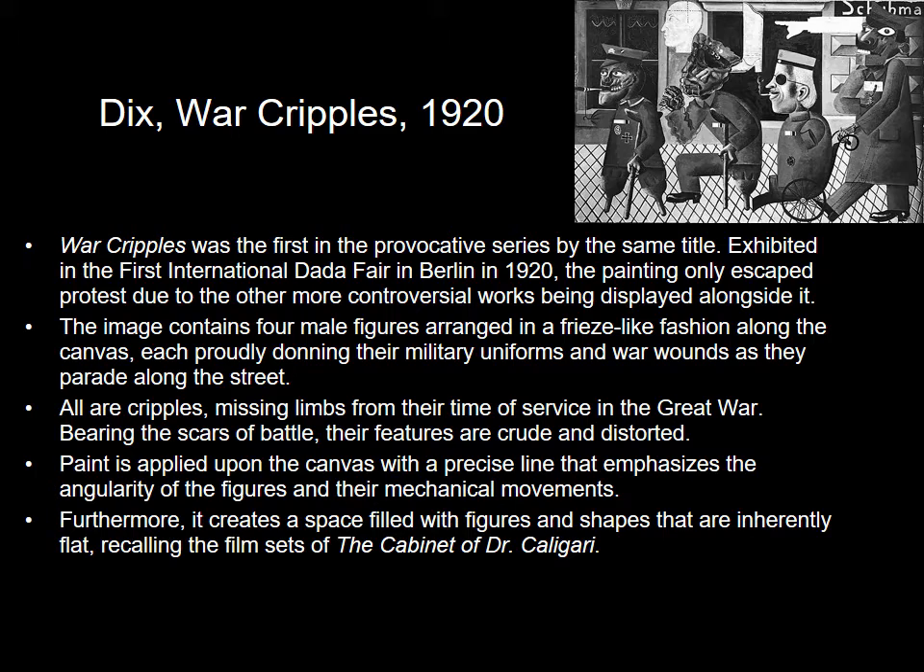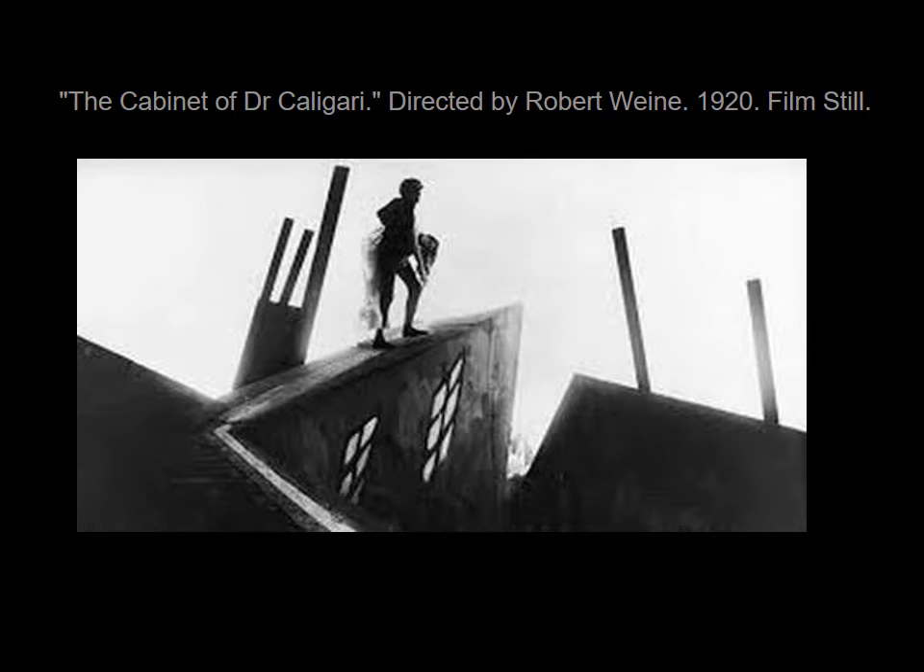All are cripples, missing limbs from their time of service in the Great War. Bearing the scars of battle, their features are crude and distorted. Paint is applied upon the canvas with a precise line that emphasizes the angularity of the figures and their mechanical movements. Furthermore, it creates a space filled with figures and shapes that are inherently flat, recalling the film sets of the Cabinet of Dr. Caligari. And this is a film still of Dr. Caligari from 1920, so the same exact time period.